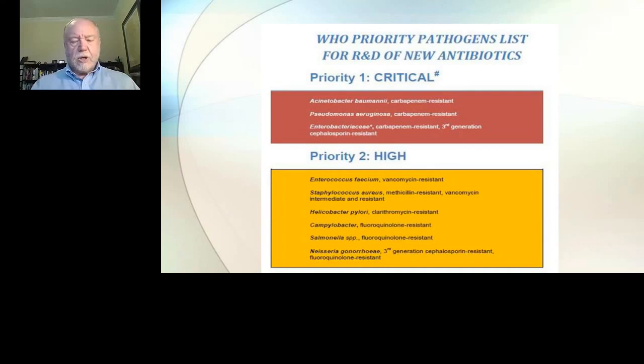You'll have seen similar sorts of lists a couple of years ago from the CDC. Broadly, they're very similar, just the priority listing has changed. So that's the WHO priority list.